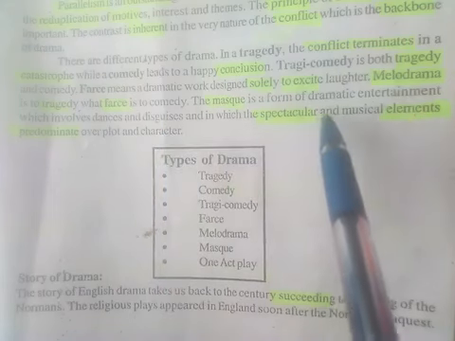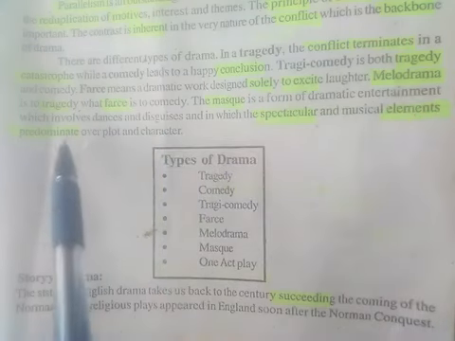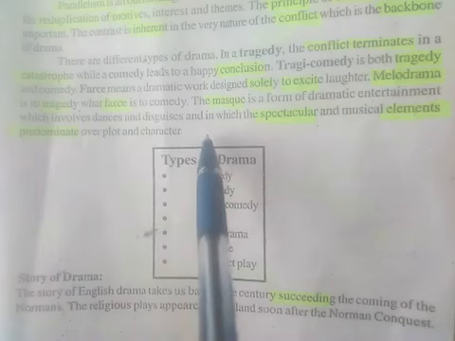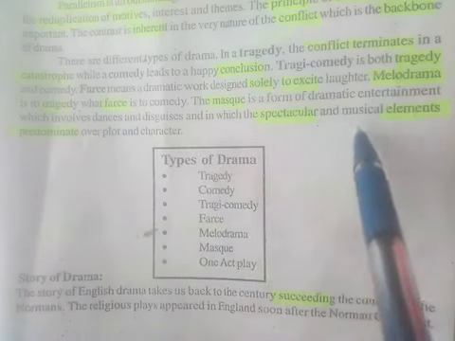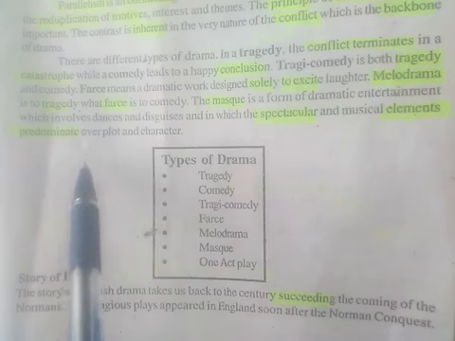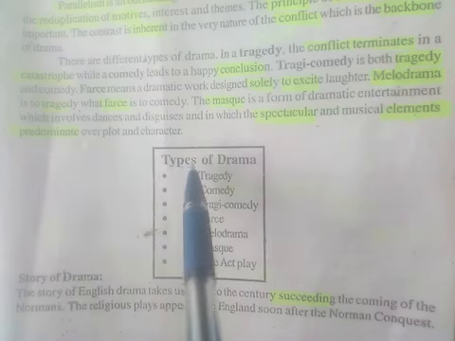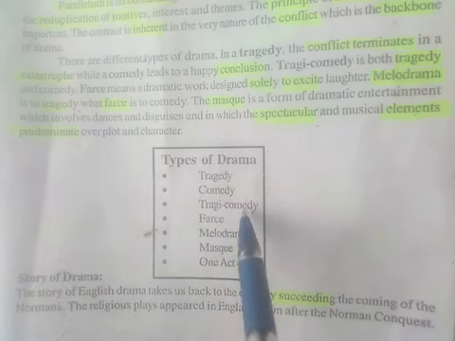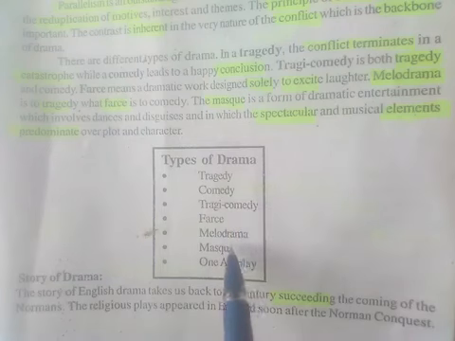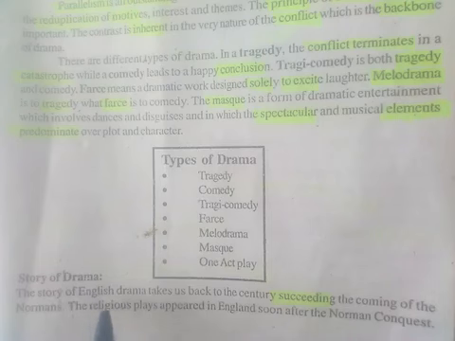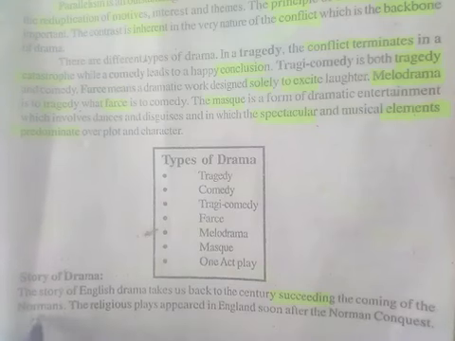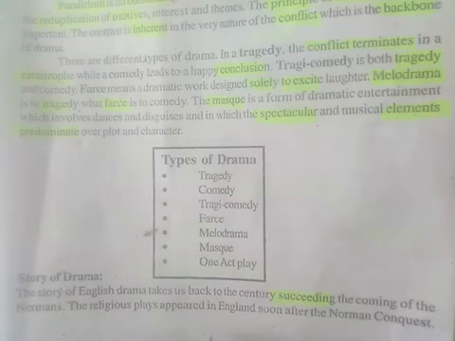The masque is a form of dramatic entertainment which involves dances and disguises, and in which the spectacular and musical elements predominate over plot and character. Types of drama: tragedy, comedy, tragicomedy, farce, melodrama, masque, one-act play. Story of drama. The story of English drama takes us back to the century succeeding the coming of the Normans. The religious plays appeared in England soon after the Norman conquest.